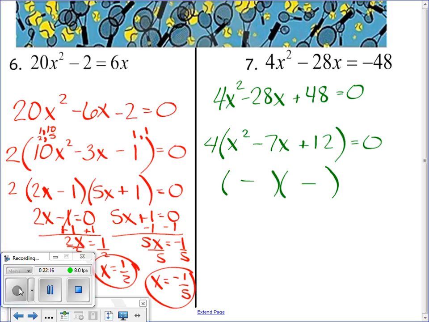Anna, what are my options for A? And my options for C? Do you know which ones I want to use? Anybody else have an opinion? Which ones? 3 and 4? Because again, if we check, we get negative 3x minus 4x, which is negative 7x. So it does work. Right?